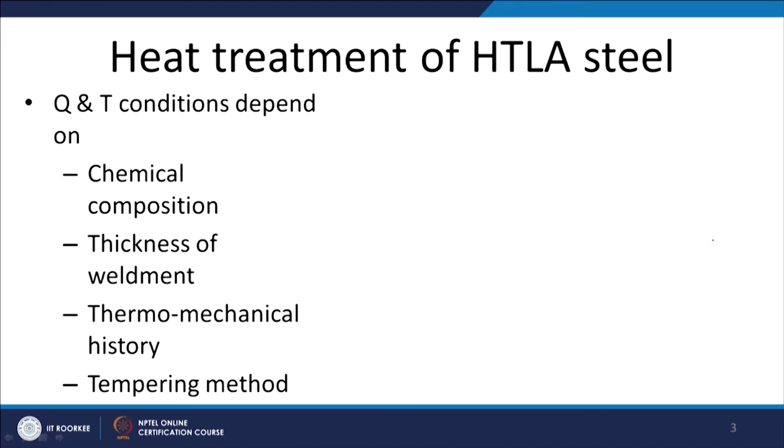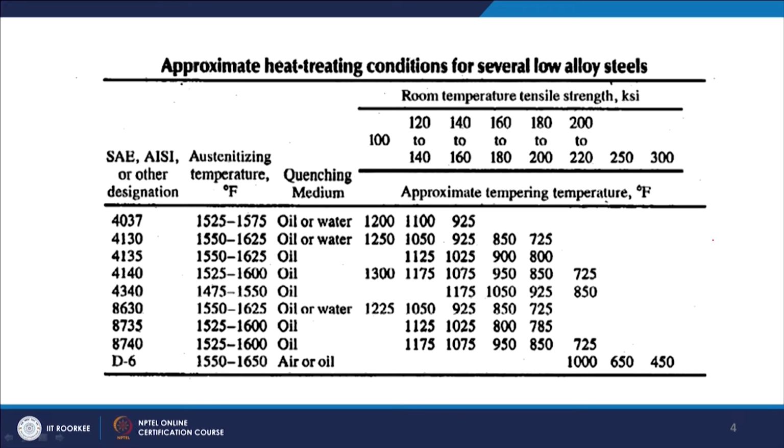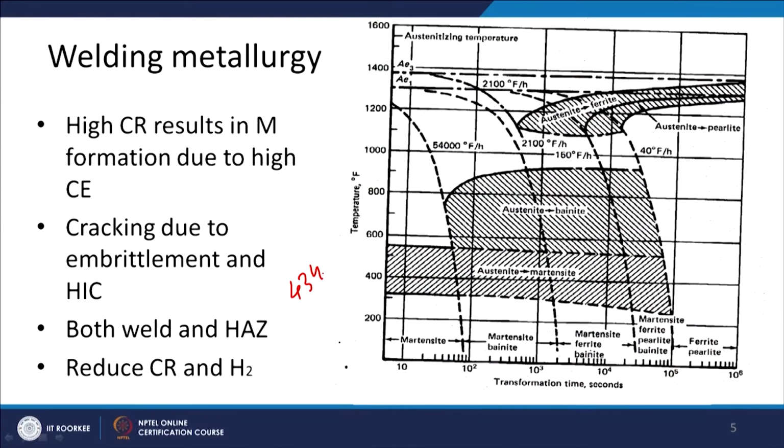Now, we will see the kind of heat treatment which is given to these Q and T steels, so that the properties can be restored; that will depend upon a number of parameters. The continuous cooling transformation diagram for the 4340 steel is shown in this diagram, and what we can see is that when the steel is heated to a high temperature, it leads to the formation of austenite.